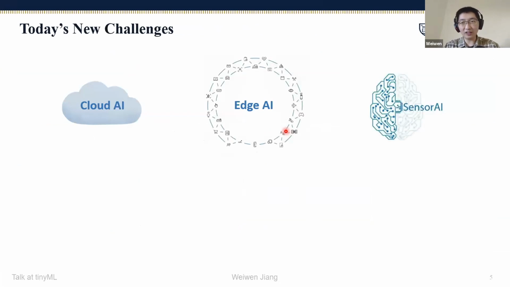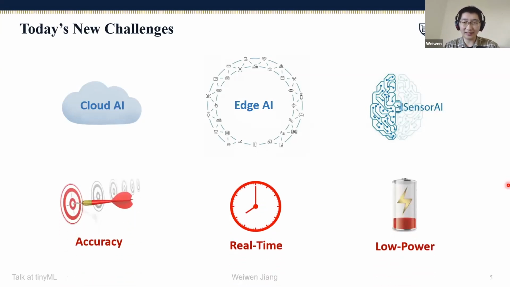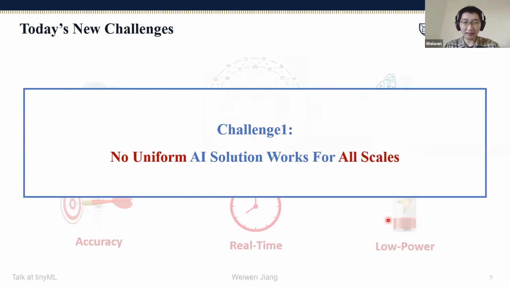As stated in the beginning of the presentation, we are now entering the AI democratization era. Intelligence is going to different computing scales, such as large-scale cloud computing, middle-scale edge computing, and small-scale sensor networks. Different scales have totally different requirements. For instance, cloud computing requires the highest accuracy. Many edge devices require real-time performance, and sensor networks or tiny AI require extremely low power, as demonstrated in this slide. As a result, no single AI solution can work for all scales.